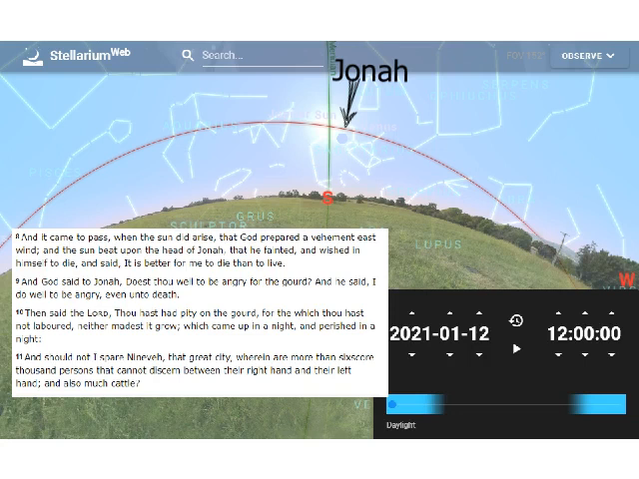And God said to Jonah, Doest thou well to be angry for the gourd? And he said, I do well to be angry, even to death. Then said the Lord, Thou hast had pity on the gourd for which thou hast not labored, neither made it grow, which came up in a night and perished in a night. Okay, so let's stop there before we end the book of Jonah with this last verse.